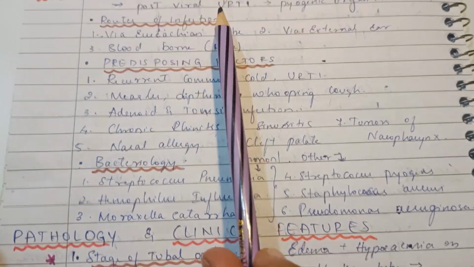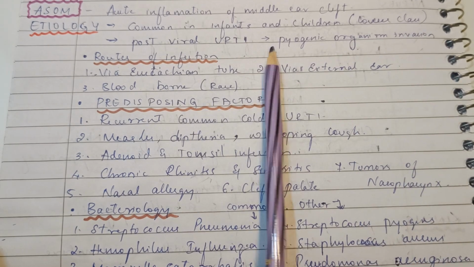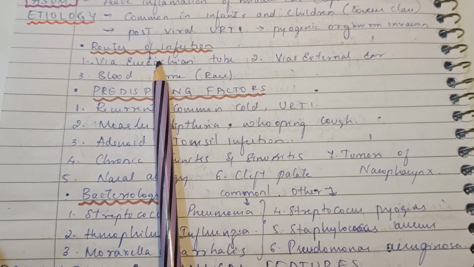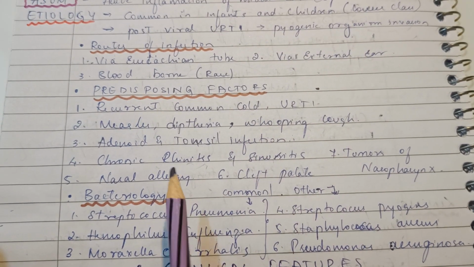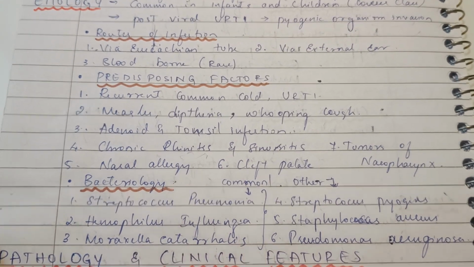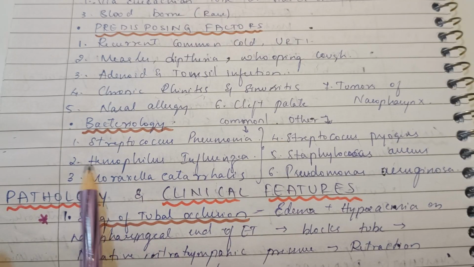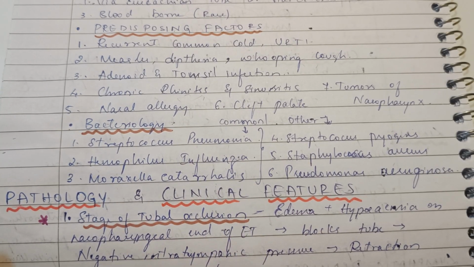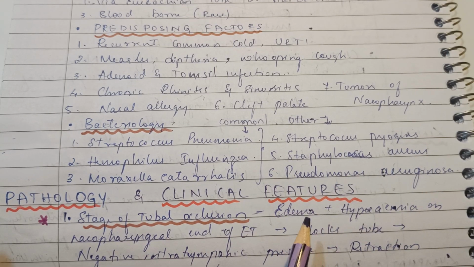Once you start ASOM, you'll go for etiology. In etiology, you will write it's most common in infants and children and lower socioeconomic status, most commonly seen post-URTI. First we'll write about the routes of infection, eustachian tube and external ear. Then predisposing factors, at least a few points from this: URTI, you can write measles, adenoid tonsil infection, rhinitis, sinusitis, nasal allergy, tumors and all. Then you'll go for bacteriology. The common ones you have to remember are Streptococcus pneumoniae, Haemophilus influenzae, Moraxella catarrhalis. Others you can also remember: Streptococcus pyogenes, Staphylococcus aureus, and Pseudomonas.